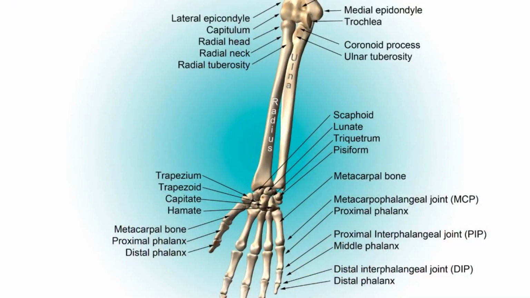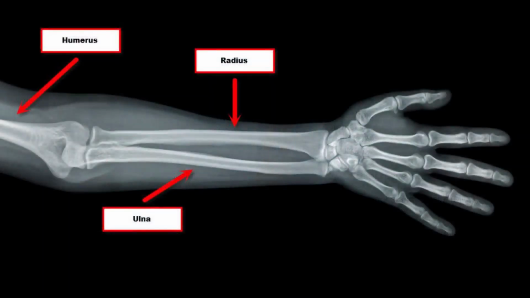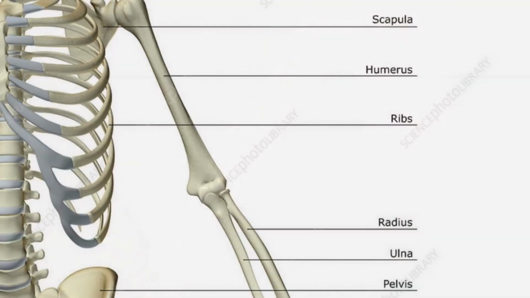The radius and ulna are the two bones of the forearm. The radius is bigger and located on the thumb side of the forearm, while the ulna is smaller on the little finger side. These bones articulate with each other and with the humerus, forming the elbow joint and allowing forearm rotation.